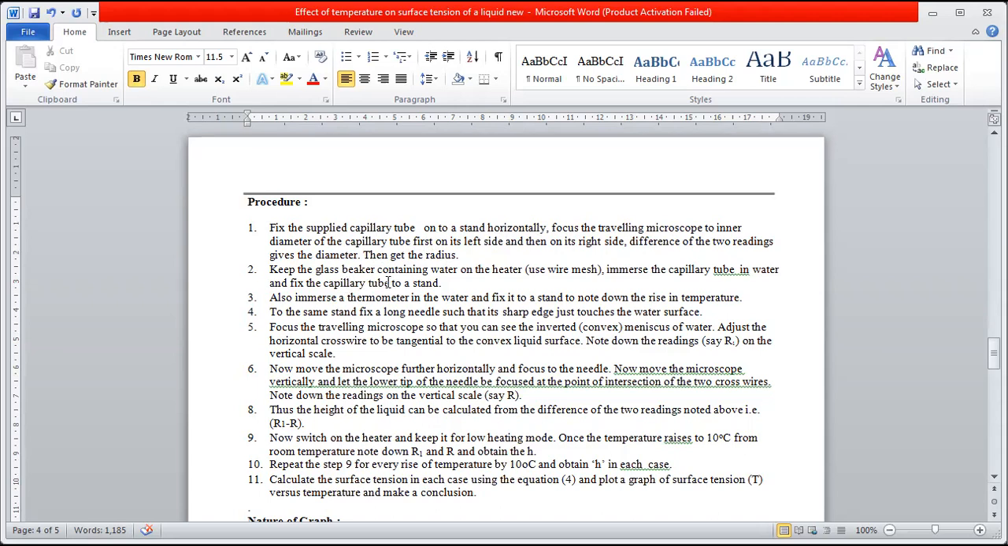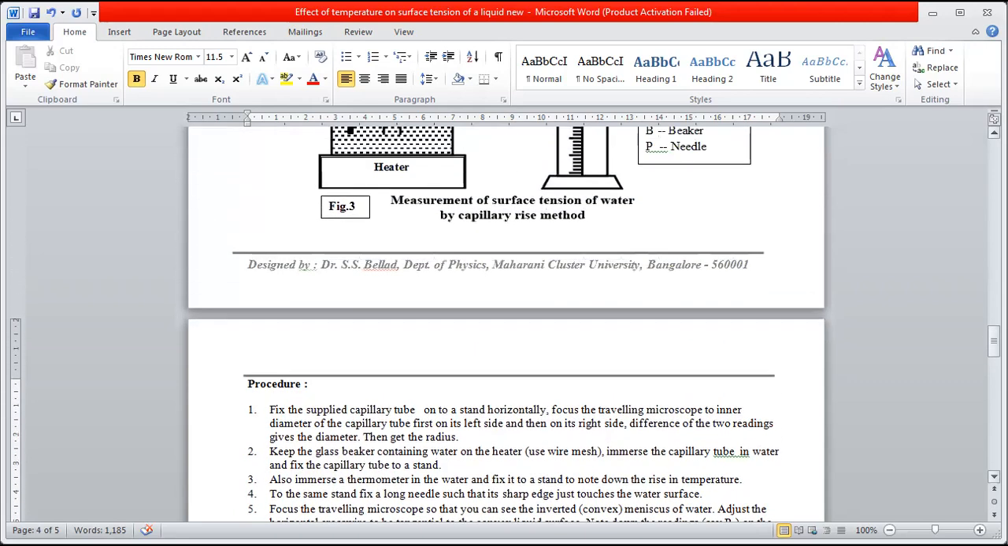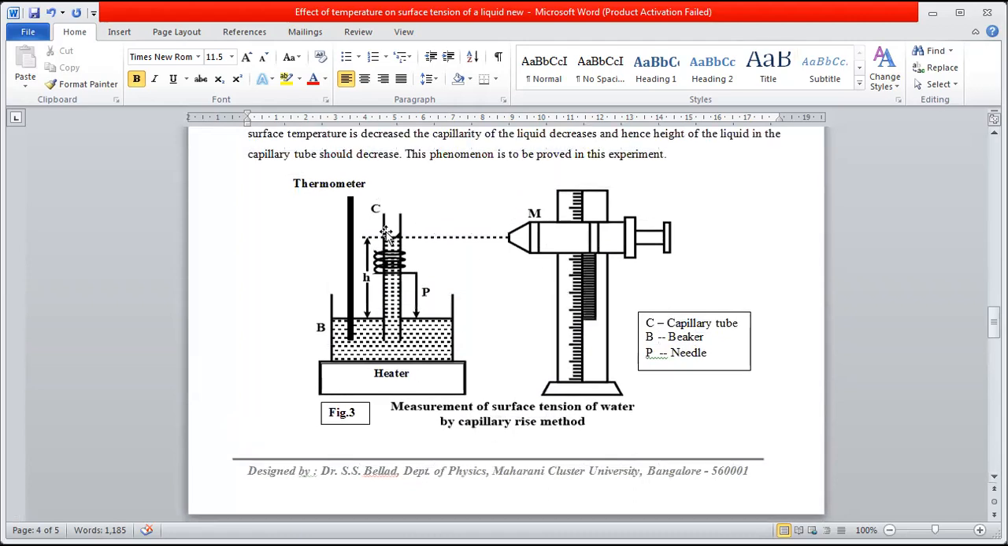Next, keep the glass beaker containing water on the heater. Use the wire mesh. Immerse the capillary tube in the water and fix the capillary tube to a stand. Also immerse a thermometer in the water and fix it to the stand to note down the rise in temperature. So all these things I have shown here. The stand is not shown here, as it makes it just complicated. You can put a stand beside here, and to that stand all these things can be fixed using clamps.